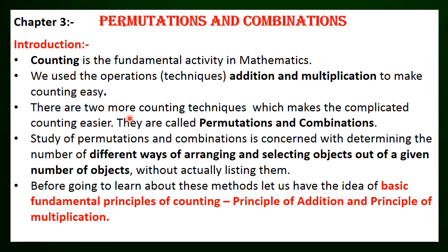Now there are two more counting techniques which make complicated counting easier. They are called permutations and combinations. The study of permutations and combinations is concerned with determining the number of different ways of arranging and selecting objects out of a given number of objects without actually listing them. Before going to learn about these methods, let us have the idea of the basic fundamental principles of counting: the principle of addition and the principle of multiplication.